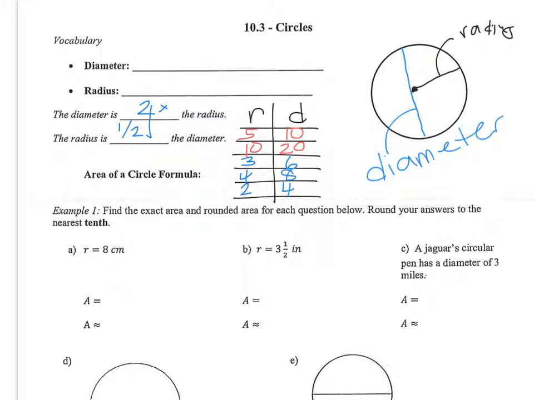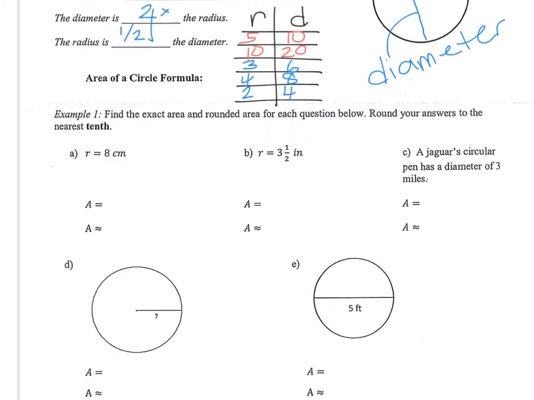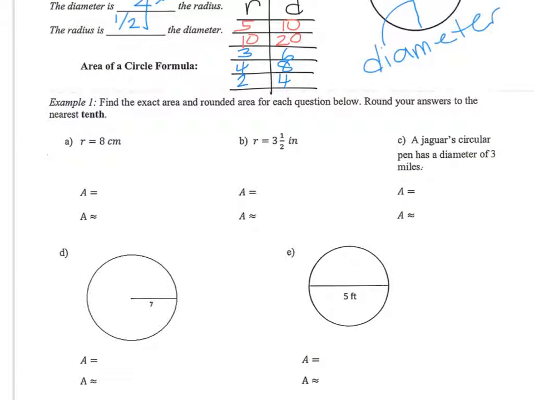So, the area of a circle formula. The area of a circle is r squared times pi. Pi is an irrational number. It's a number that goes on forever and the digits do not repeat. So you can find this symbol we call pi, and pi is spelled P-I. You can find it on your calculator.